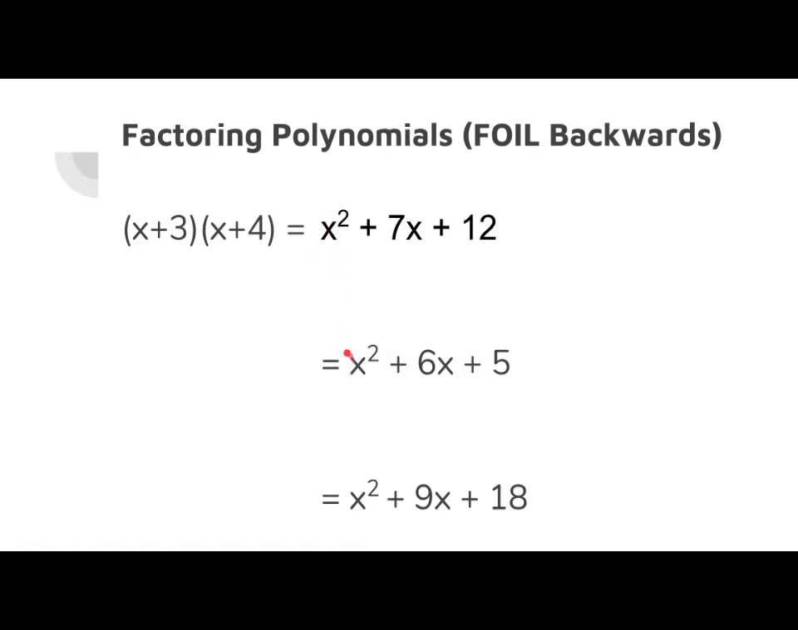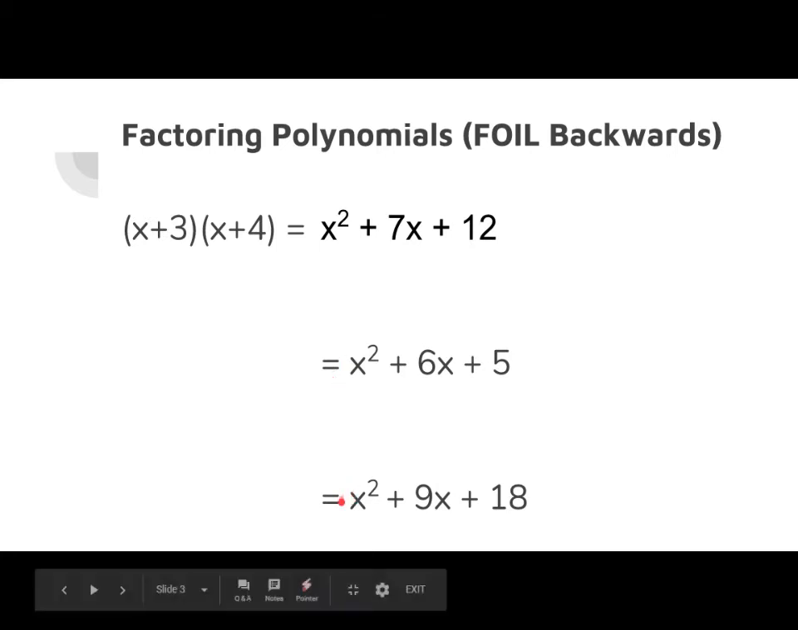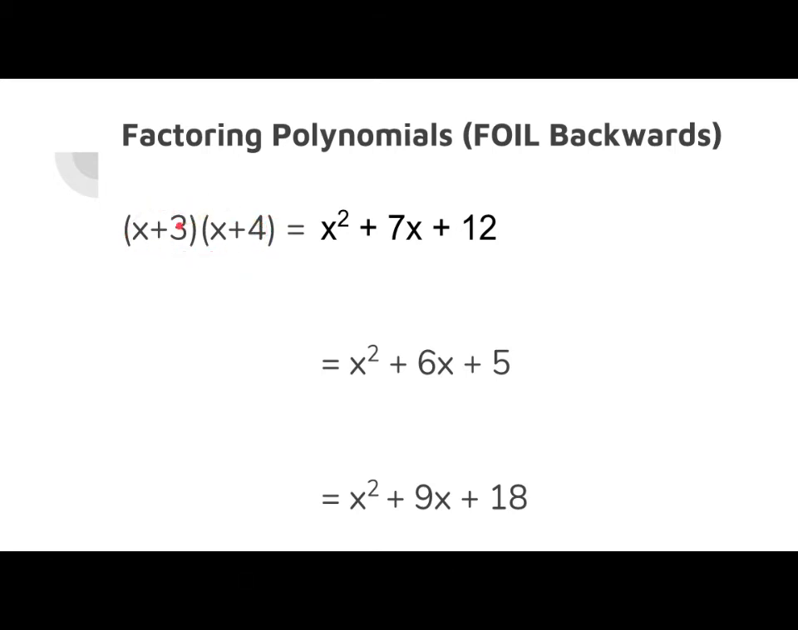Like this one here, there's no number here. It's like 1x squared, 1x squared. So this method will work for all 3 of these. When we're looking at our original problem, x plus 3 and x plus 4, if we add these numbers together, 3 and 4, we get 7. And if we multiply these numbers together, 3 times 4, we get 12.